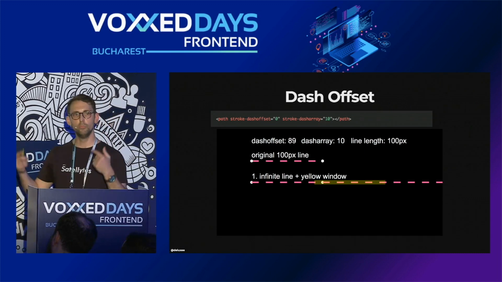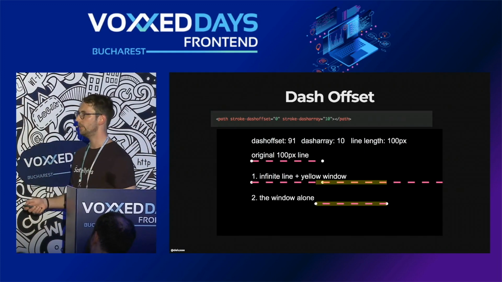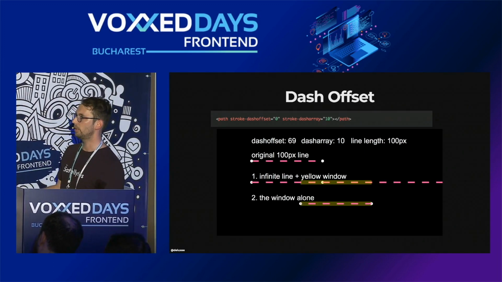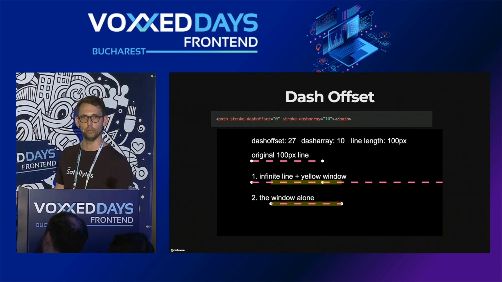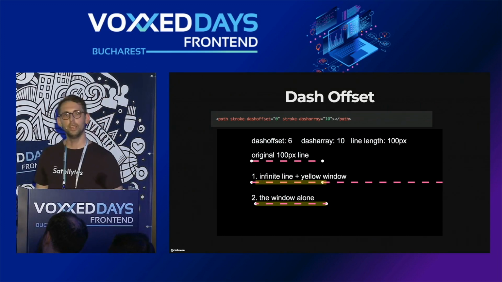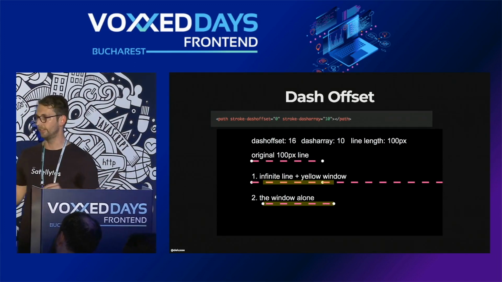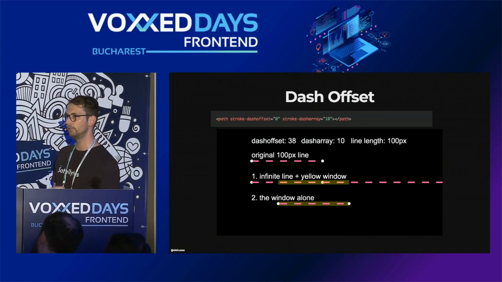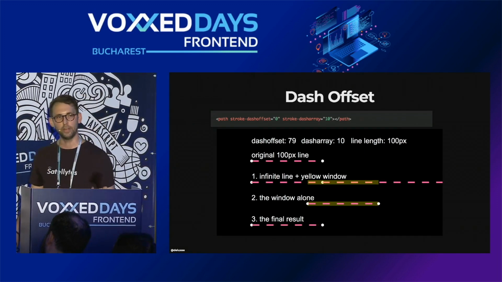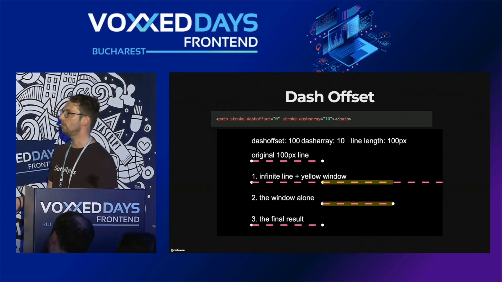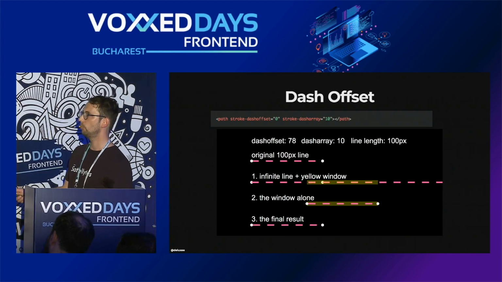And if you remove the infinite line around it, you can see how the content would look like, as a looking window onto your infinite line. And if you pretend just for a second that the window is not moving, but still showing the changes, you get the final result, and that's how your original line would look with the current dash offset applied.